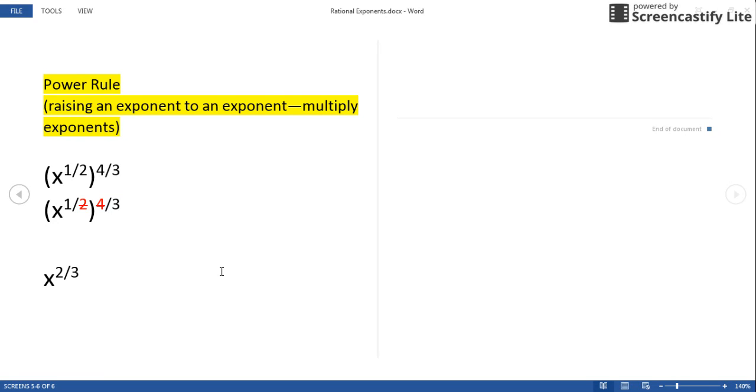Rational exponents are a fancy way of writing a radical. The index becomes the denominator of a rational exponent, and the exponent becomes the numerator of a rational exponent. All rules for exponents still apply.